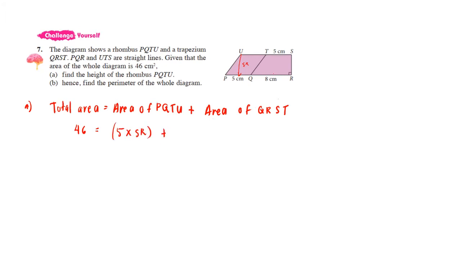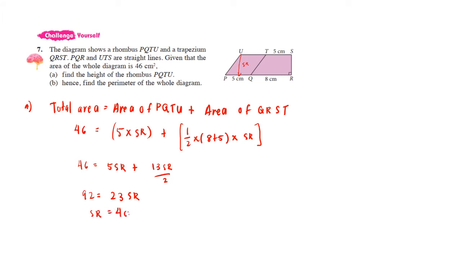Plus the area of QRST, which is a trapezium. So we have 1/2 times the sum of parallel lines, which is 8 plus 5, times the height, which is SR. Okay, so let's simplify this. We get 46 equals 5 SR plus 13 SR over 2. So that will give us 92 equals 23 SR. So SR equals 4 cm.